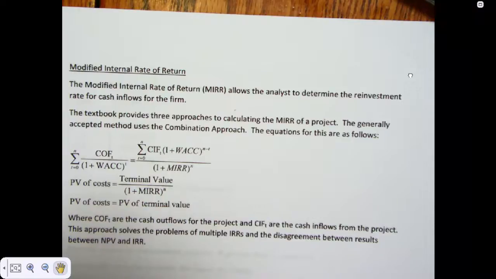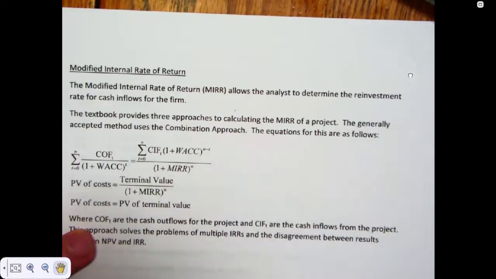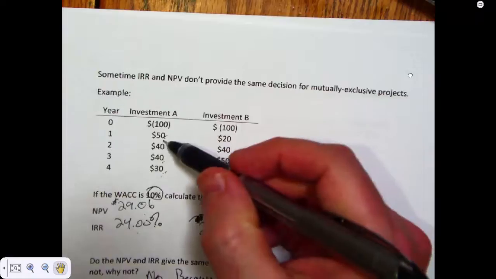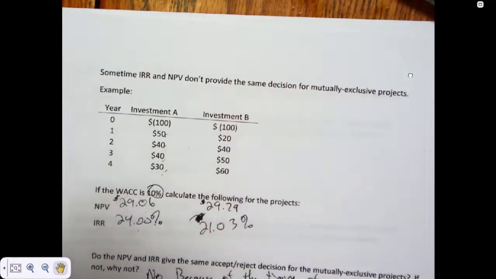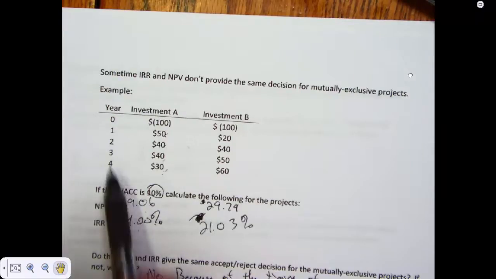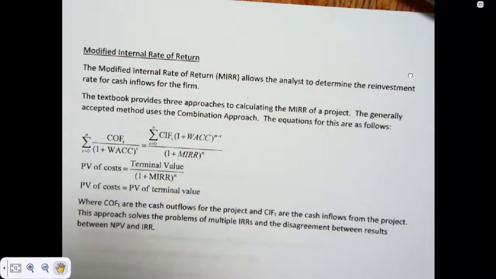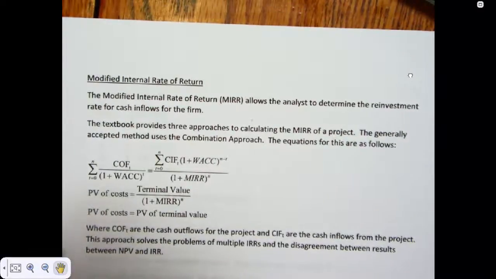We can do that through what's called the modified internal rate of return. The modified internal rate of return allows the analyst to determine the reinvestment rate for cash inflows for the firm. So before, I said, I'll go back to page 4, we get this $50 and we reinvest it at the IRR of 24% if we're looking at IRR as our measure here. But with the modified internal rate of return, we can actually choose what the reinvestment rate is.